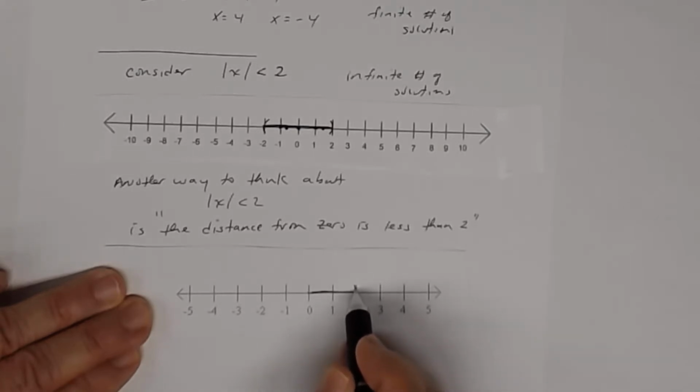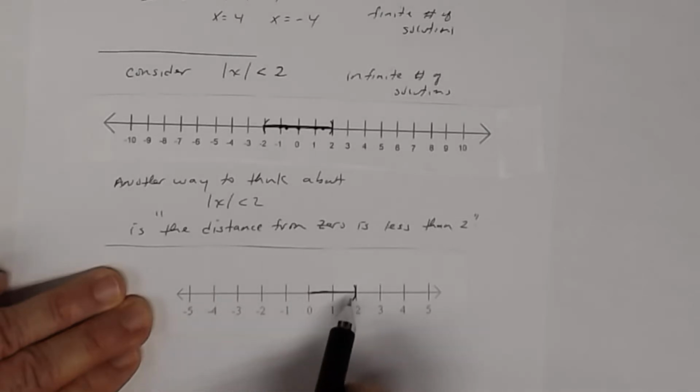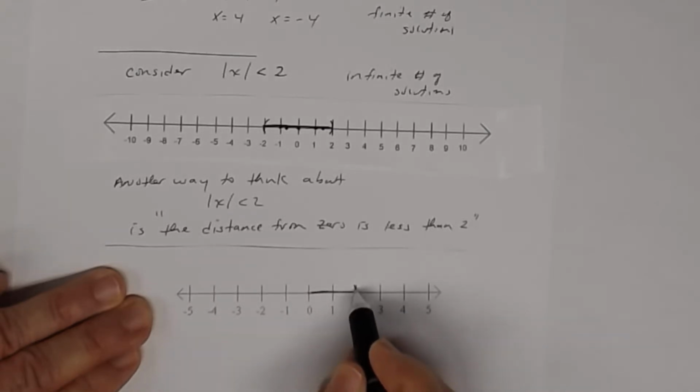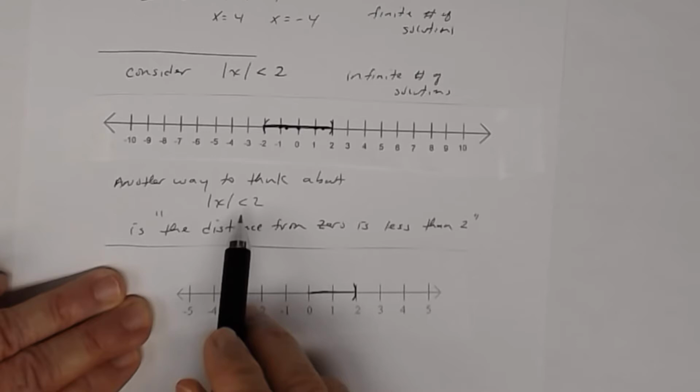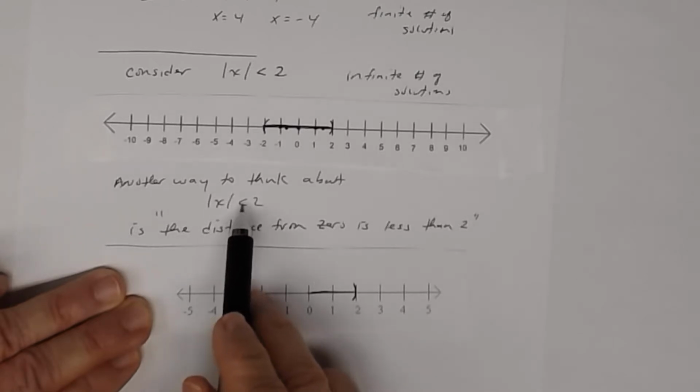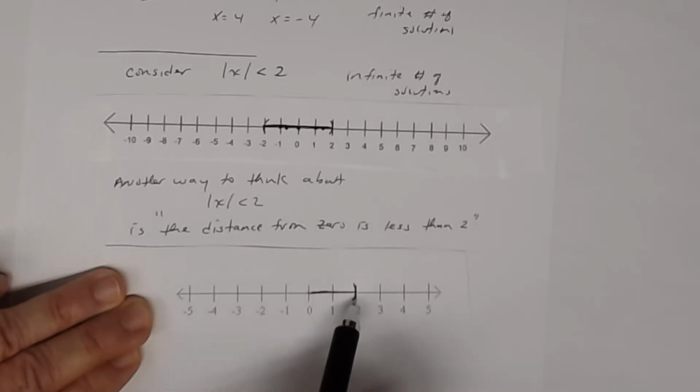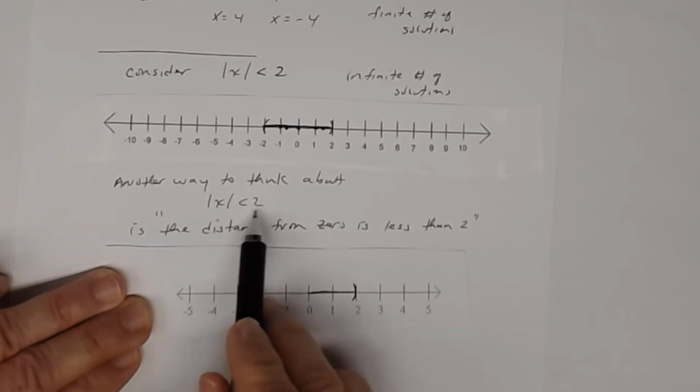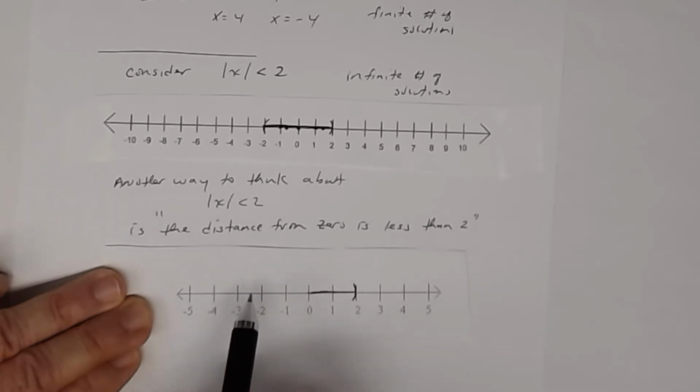And so I'm going to put a parentheses here, because remember when we dealt with inequalities, since there's no equal sign, you're going to use parentheses. So 2 is not going to be a solution to this absolute value inequality, because 2 is not less than 2. So that's why you see a parentheses.